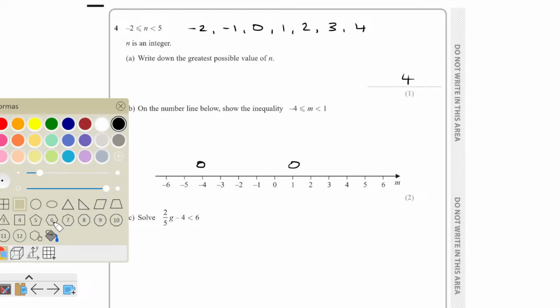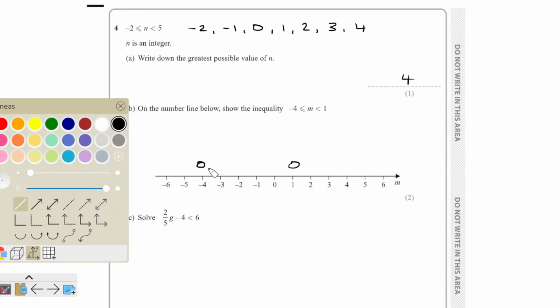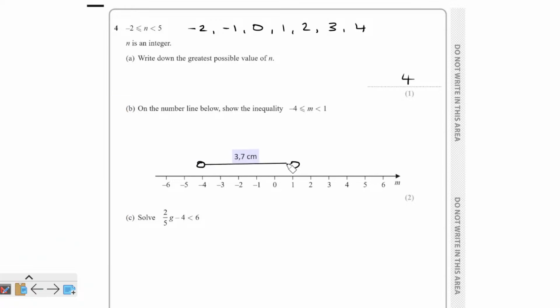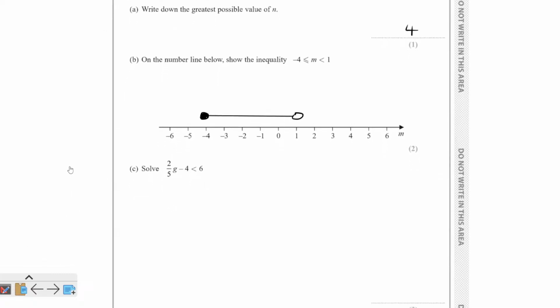So let me grab my line. So there's a line between them. Now the other thing though is that you see how we had m is greater than or equal to -4. So we can colour this in. If you've got equal to as well, you colour it in. Do you see how the top number, the 1, it's less than 1, so I'm not going to colour it in. So that's my answer to part B. Then let's just move this up for part C.